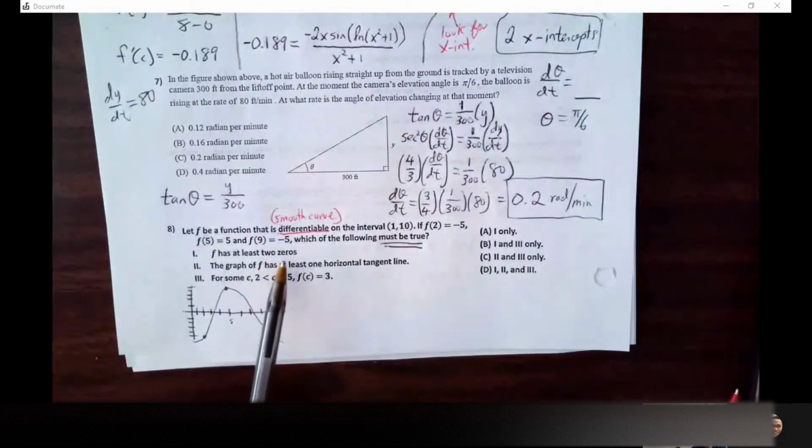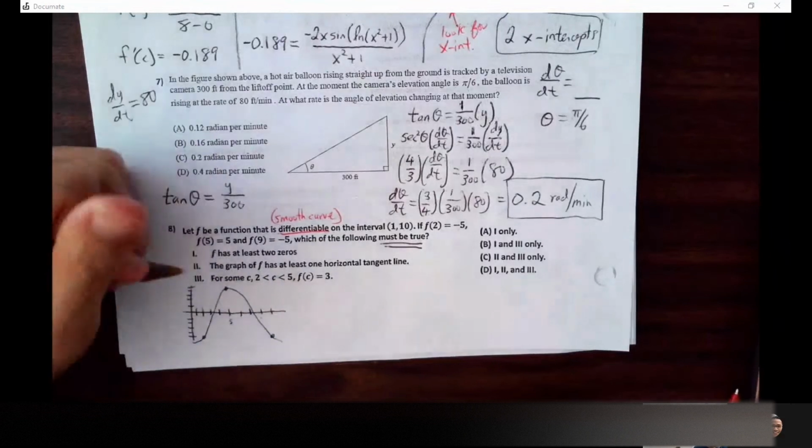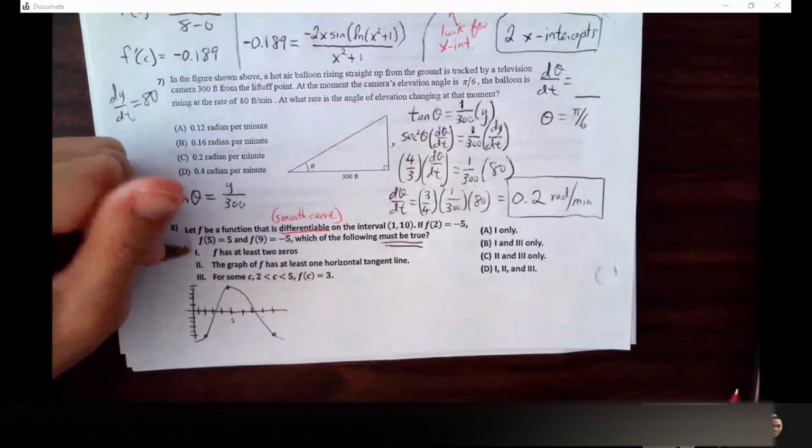Function has at least 2 zeros. That is true, right? There's no way that we can ever create a graph where everything is connected from one point to the next without hitting our graph at least twice. Maybe it's more than twice, but it's got to hit at least twice for us to reach that point and back down again. So we know this is true.